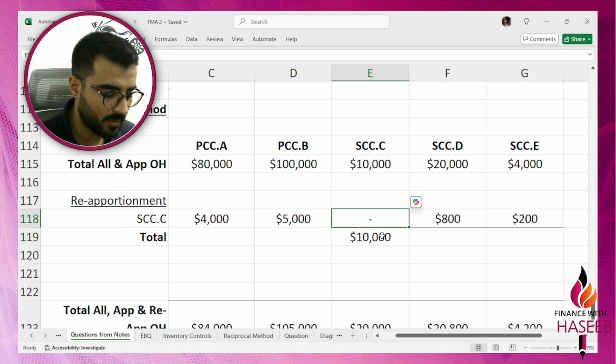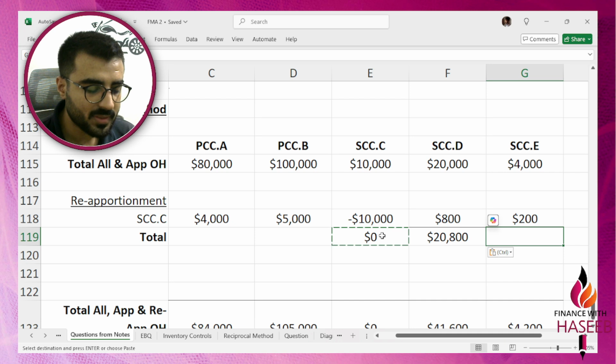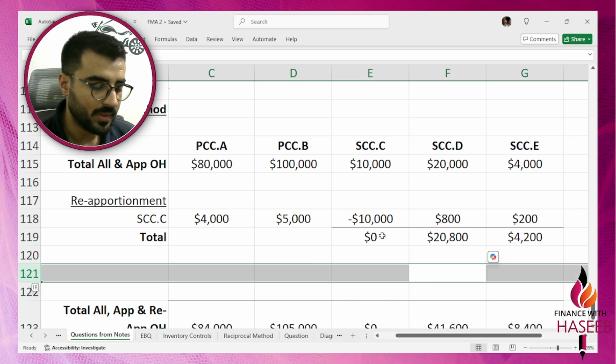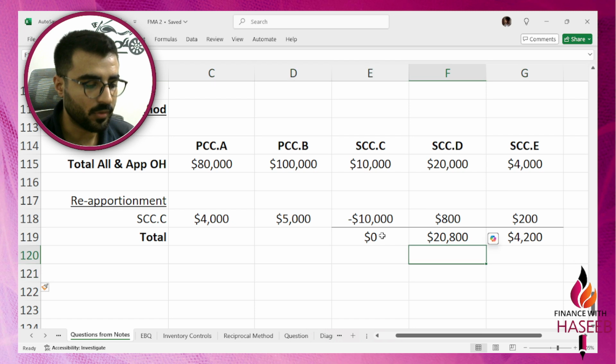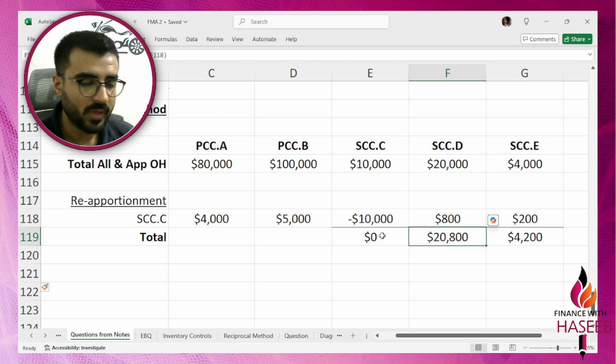You can write the minus figure here, minus 10,000. Okay, so now this total overhead in service cost center D is 20,800. This is the overhead that you must share now. You don't have to share the 20,000, because now the total overhead in service cost center D is 20,800. So you have to share this now.